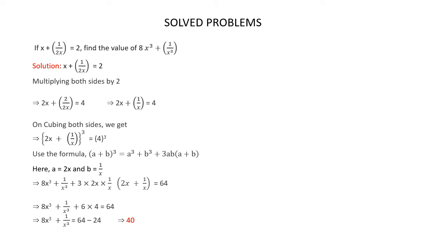So now we are asked to find the value of 8x cubed plus 1 by x cubed. So shift 24 to the right hand side. That will become minus 24. So 64 minus 24 is 40. So the value of 8x cubed plus 1 by x cubed is equal to 40.